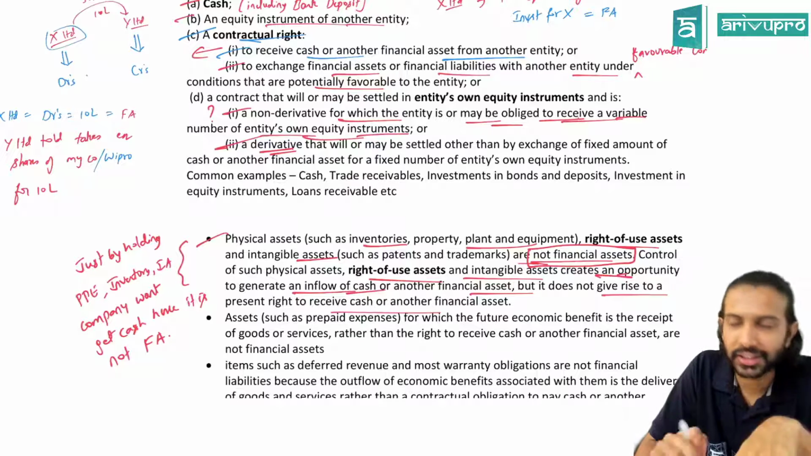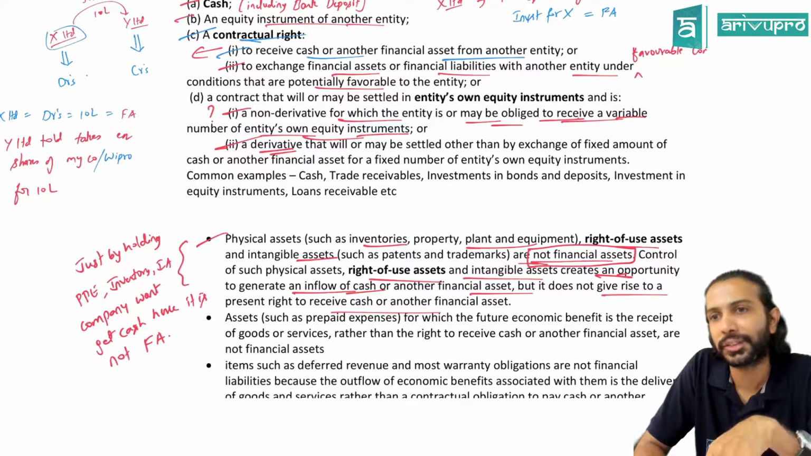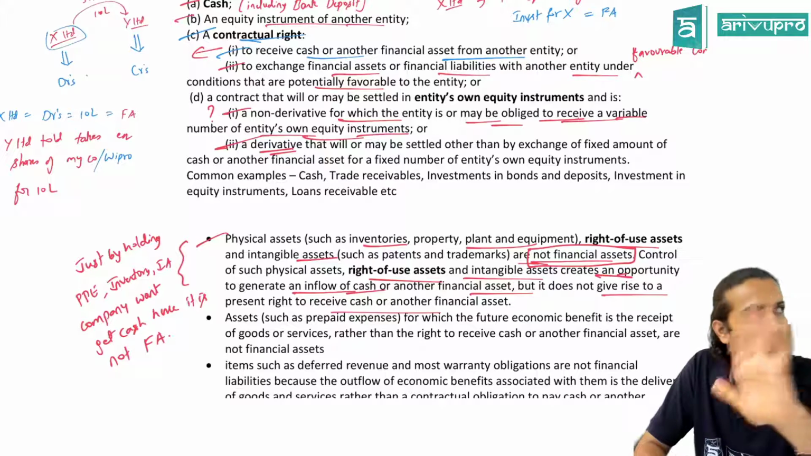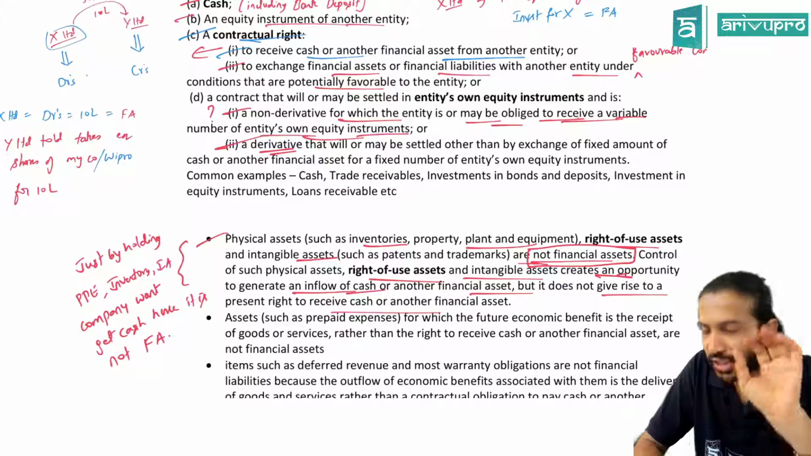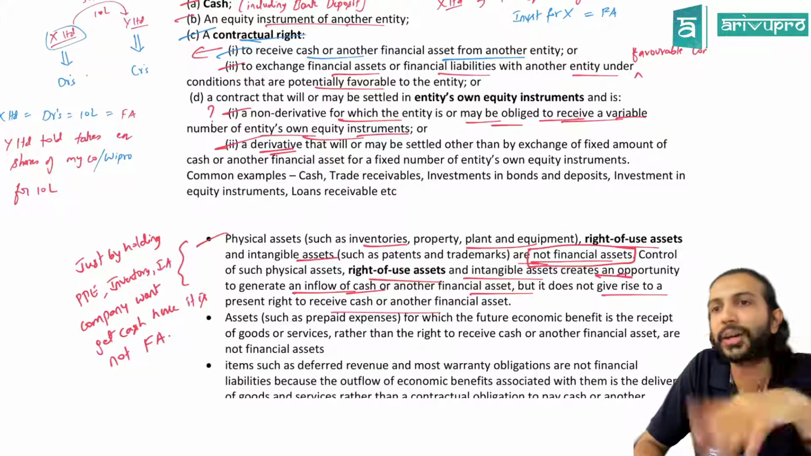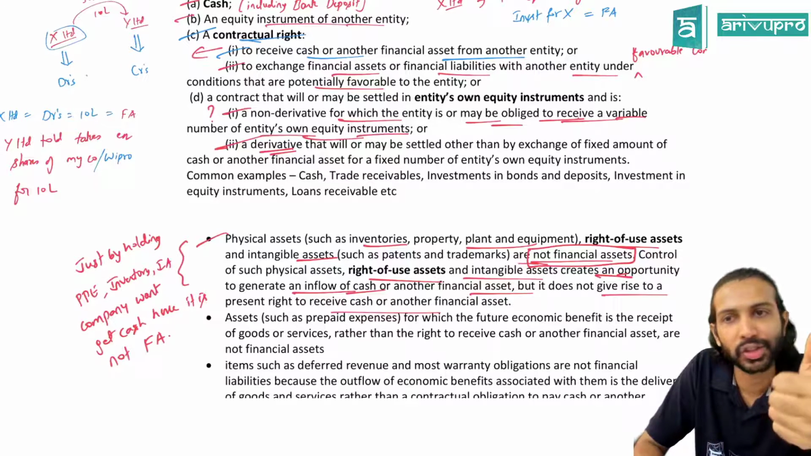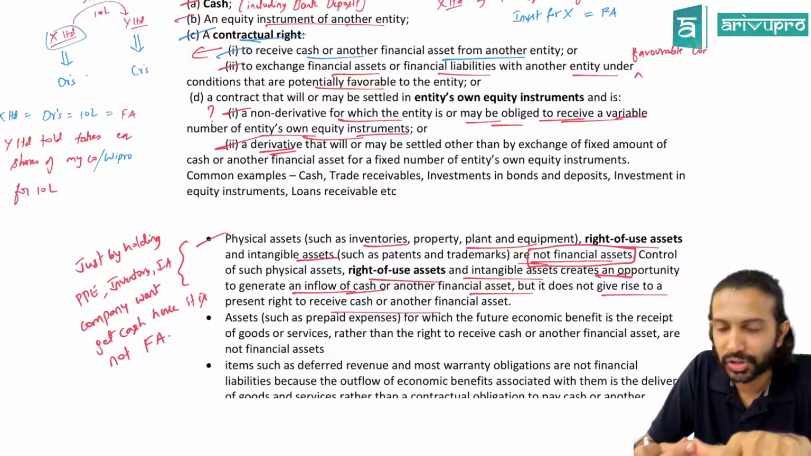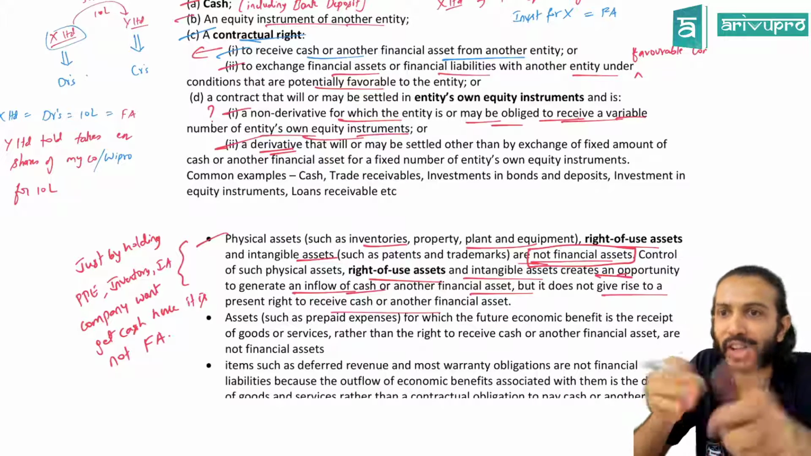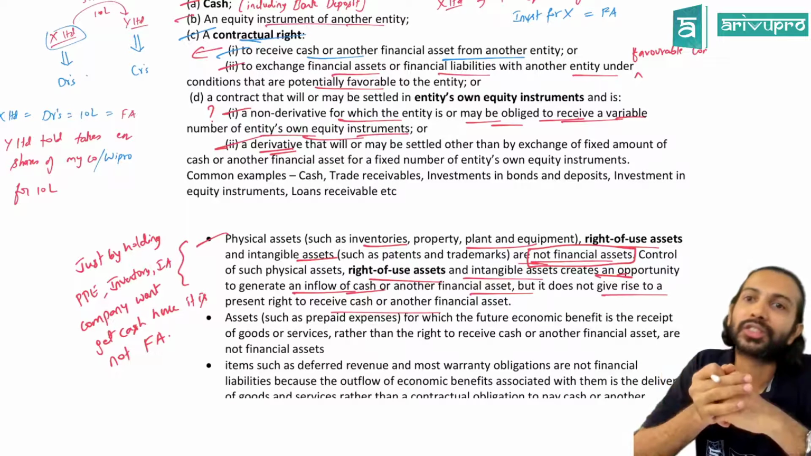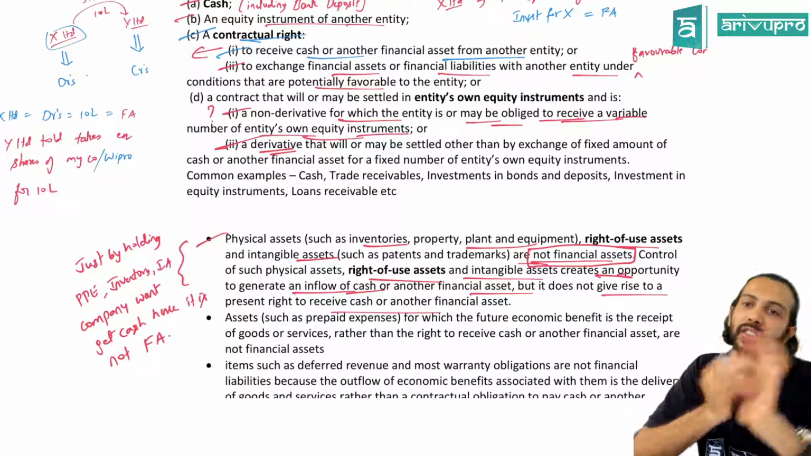Can I treat this advance to supplier as a financial asset? Again, don't apply anything else. Just stay within the ambit of the definition. You gave an advance, no doubt. In return, what are you going to get from that supplier? Cash or goods? So you have a contractual right to receive what here? Goods. Are goods financial assets? No. That means the advance to supplier is also not a financial asset.